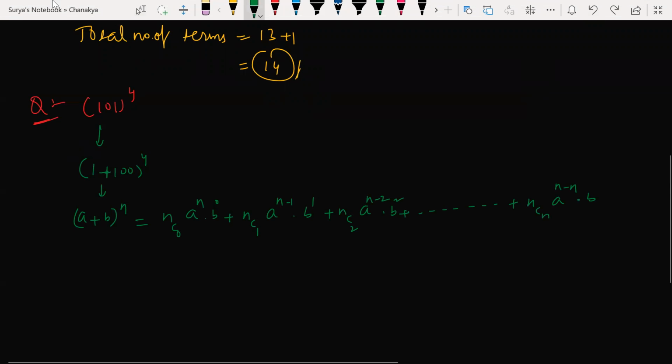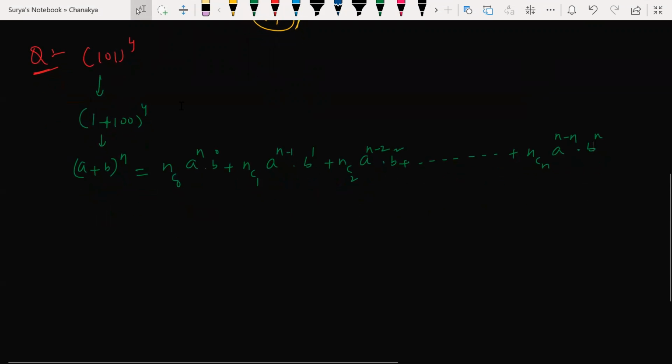B to the power of n only. Okay, this was the formula, right? So look at this. What is a here? This is a, this is b, correct? So substitute now. What is n here?